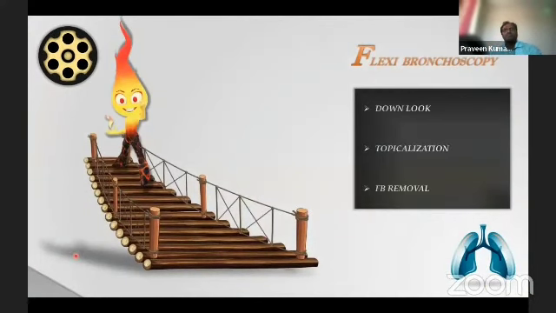So the flexible bronchoscopy helps in this three way. Even though the plan is a rigid bronchoscopy, we may perform flexible bronchoscopy to see. This is called a down look, to see what is the status of the foreign body, whether it's organic or inorganic, and whether there is space around the foreign body. And we can do topicalization the same way as when you do a flexible bronchoscopy with local anesthetics. And sometimes it is feasible to do the foreign body removal with the flexible bronchoscopy alone.